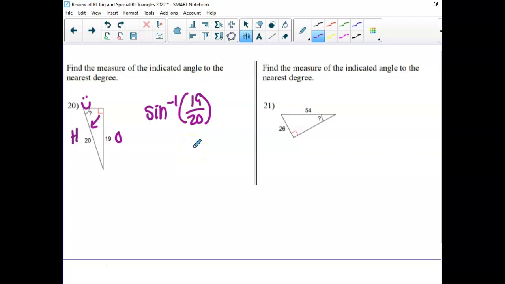Just do that on my calculator real quick. I got 71.8 or 72 degrees. Anybody else? All right, and on this one, we have a hypotenuse given this time. And opposite, is that sine again? Oh, that wasn't very helpful.